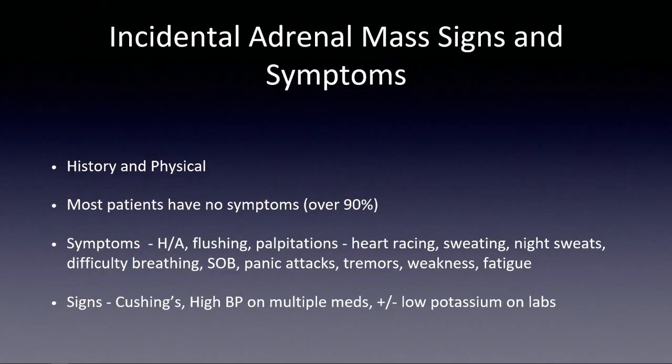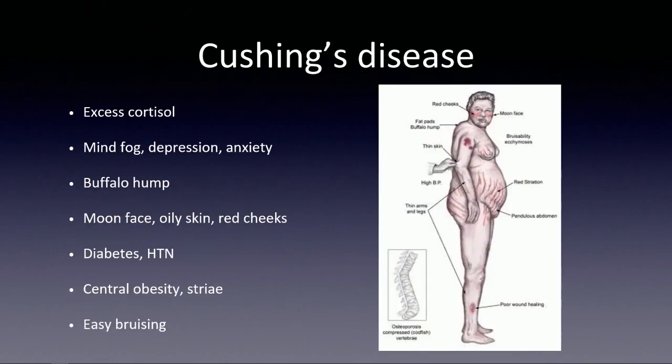These patients can also get tremors, weakness, fatigue. The signs, if the patient has an adenoma causing excess cortisol, is Cushing syndrome. They can get high blood pressure on multiple medications, as well as low potassium under laboratories.